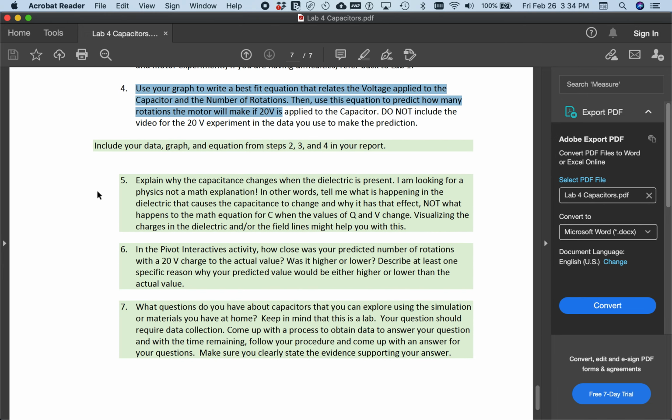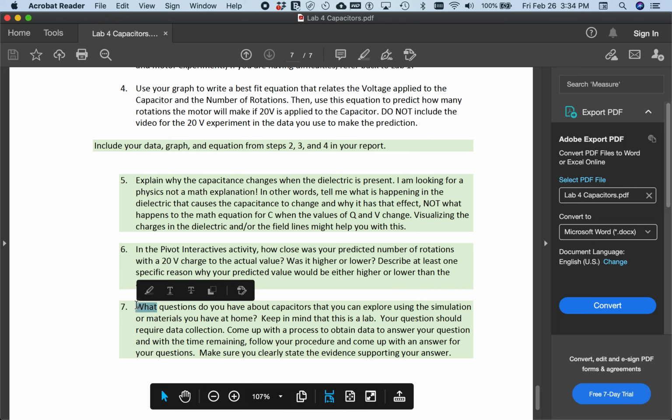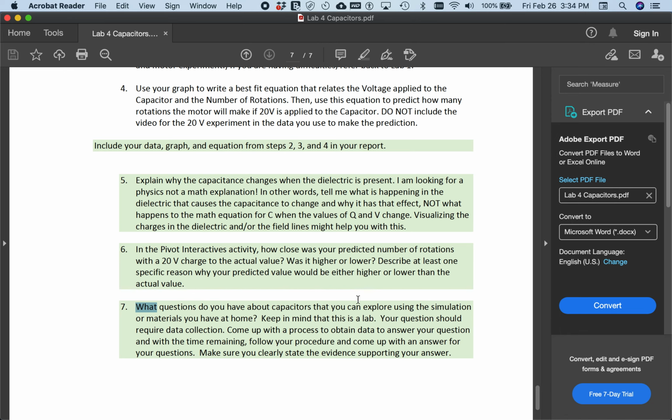So this part is for a student. What questions do you have about capacitors that you can explore? Okay, I'll leave this for a student. I'm not going to talk about this one here.